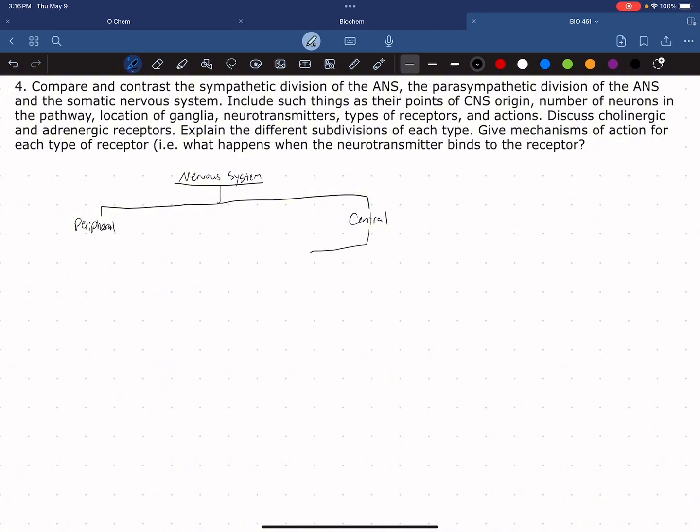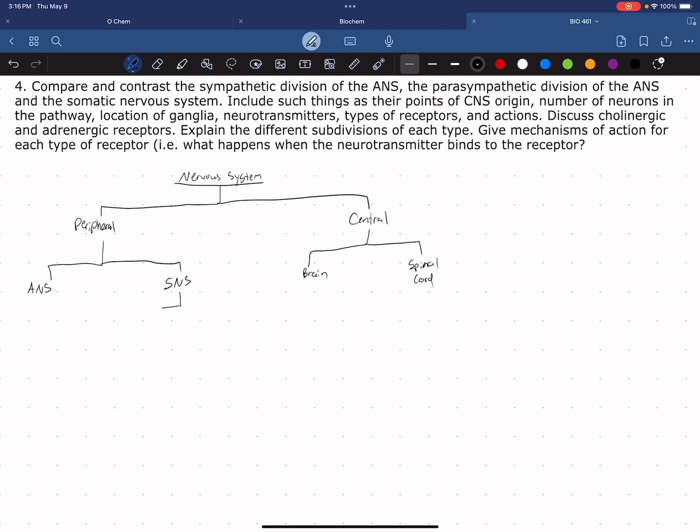And under the central, we just have two divisions that we won't talk much about, but we have the spinal cord and the brain. But the peripheral nervous system is what we will be focusing on. So we have two divisions here as well. This is the ANS, or the autonomic nervous system. And here we have the somatic nervous system.